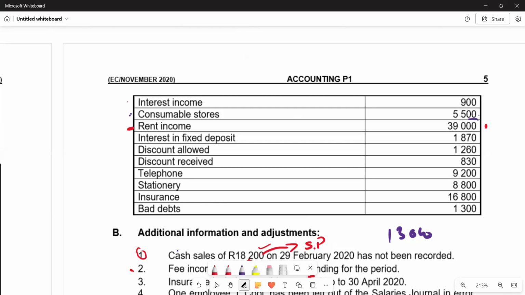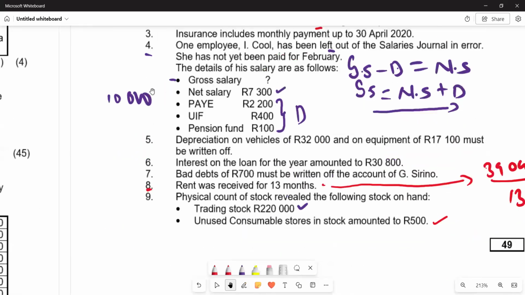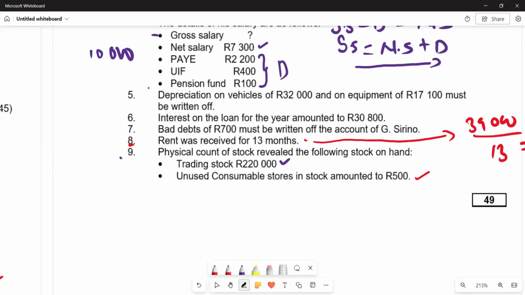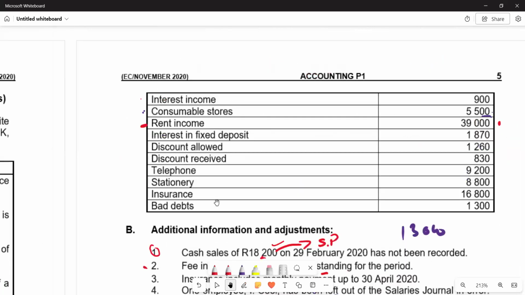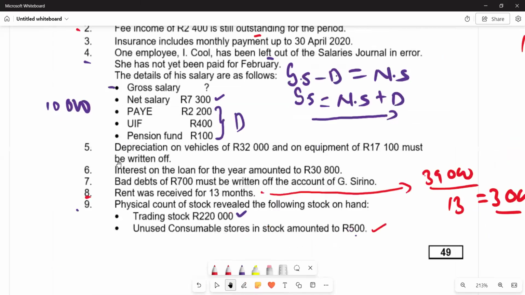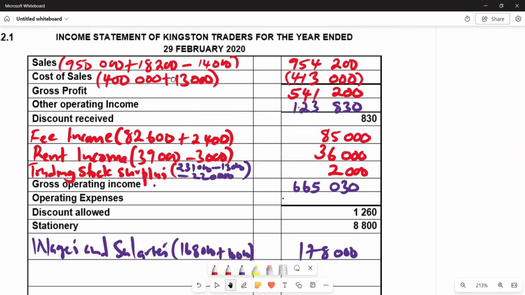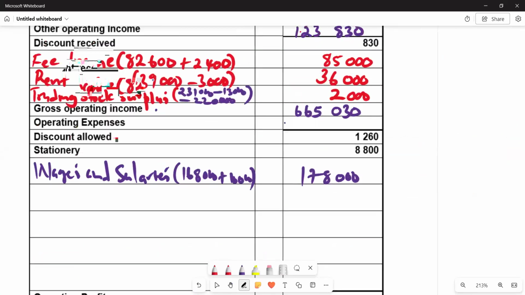We got the additional information to see if we got anything that was left during the end of the year. We see here item 9, they are saying unused consumable stores and stock amounted to 500. So it means 500 was left, which means 500 was not used. So we subtract it from the figure that was bought to get the expense part of that consumable stores. So basically, we are saying 5,500 minus 500. That's the calculation that we are going to make. So we've got our consumable stores.